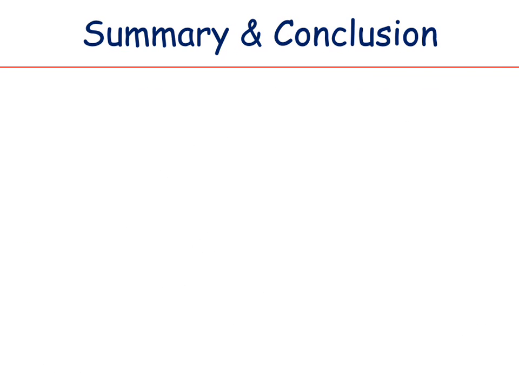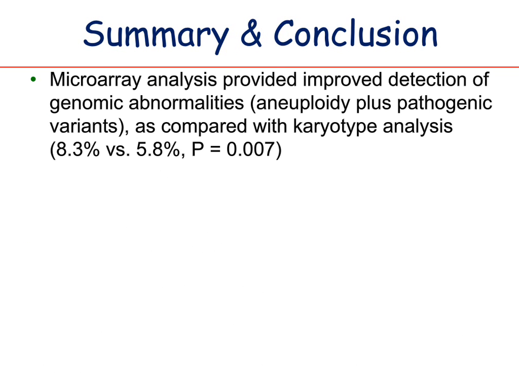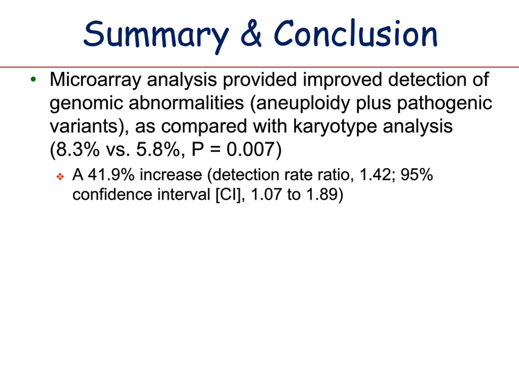So in summary, the microarray analysis provides information of detection of genomic abnormalities. Obviously, aneuploidy is a great part of that, but we do see pathogenic variants, and that's statistically significant compared to karyotype analysis. It represented a 41.9 increase in the detection rate.